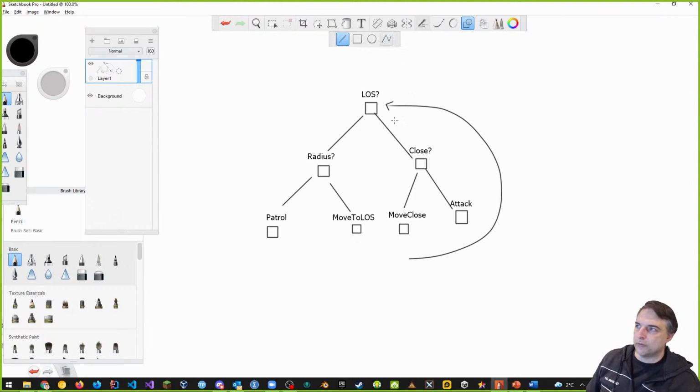It would keep on asking the question over and over again. Do we have line of sight? Do we have line of sight? Do we have line of sight?